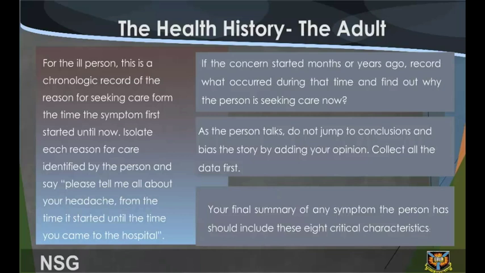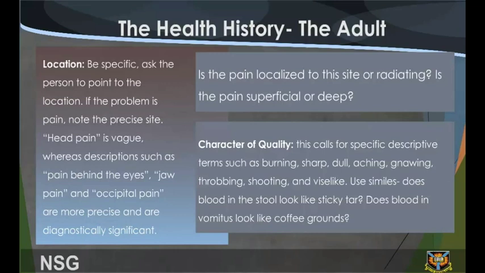Your final summary of any symptom the person has should include these 8 critical characteristics. Location. Be specific. Ask the person to point to the location. If the problem is pain, note the precise site. Head pain is vague, whereas descriptions such as pain behind the eyes, jaw pain, and occipital pain are more precise and are diagnostically significant. Is the pain localized to this site or radiating? Is the pain superficial or deep?